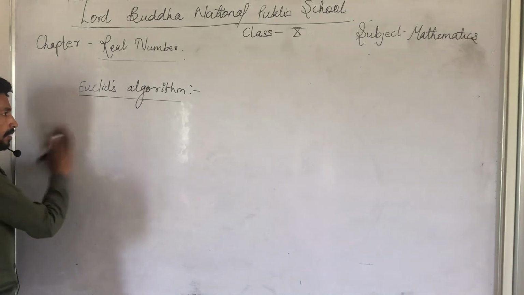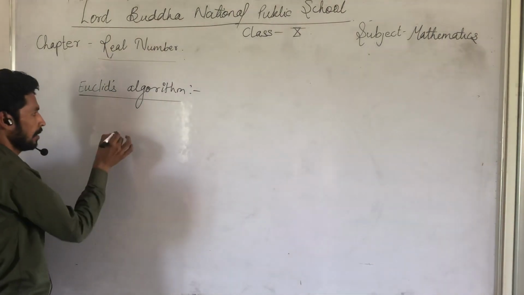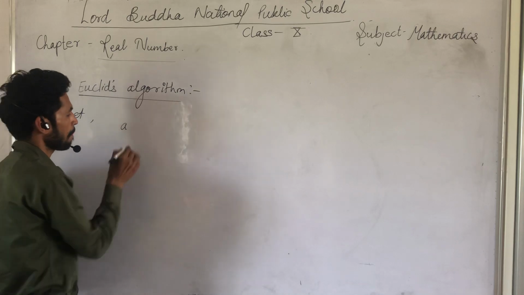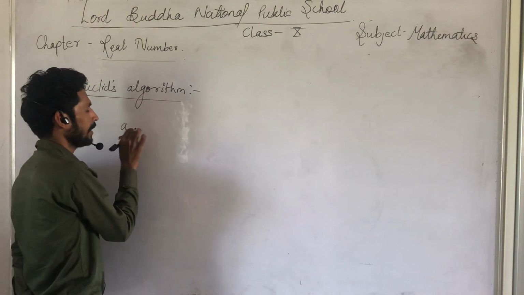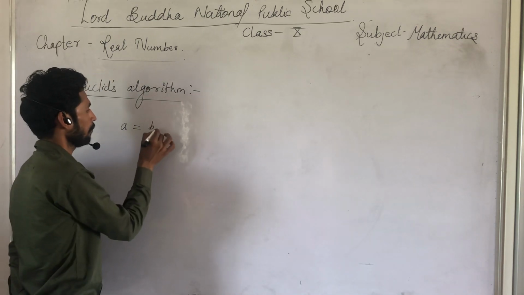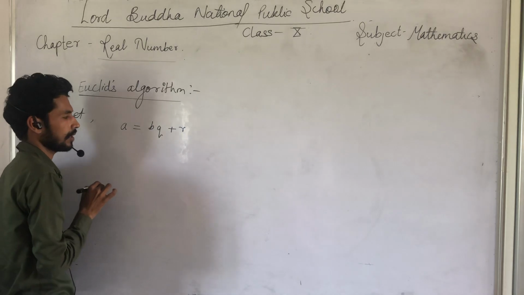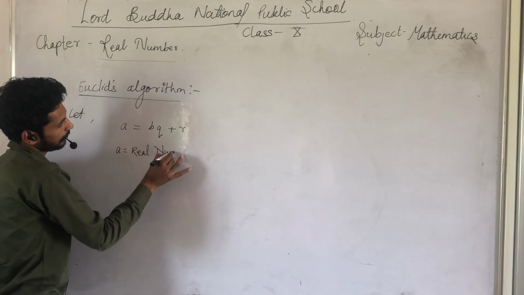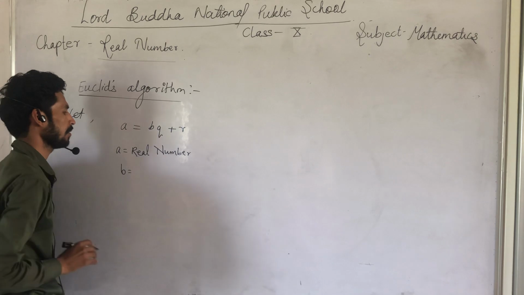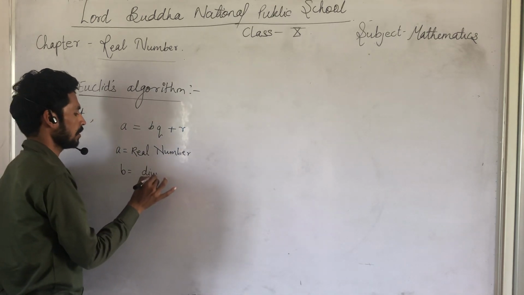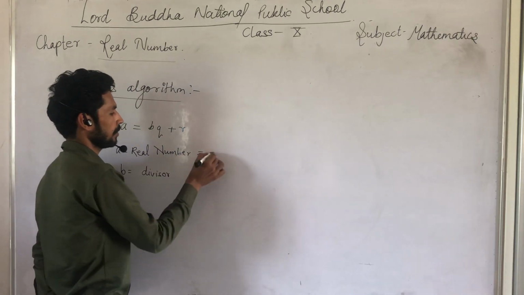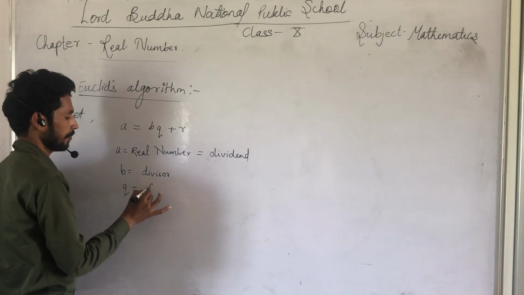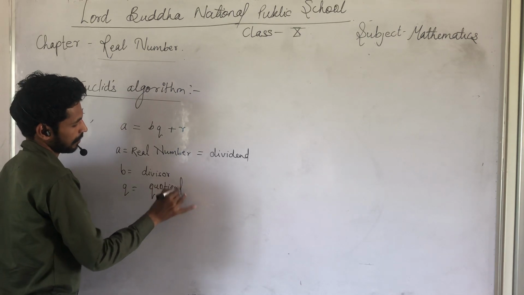Now, let A be a real number which can be written as A = BQ + R. A is the given real number, also called the dividend; B is the divisor; Q is the quotient; R is the remainder.